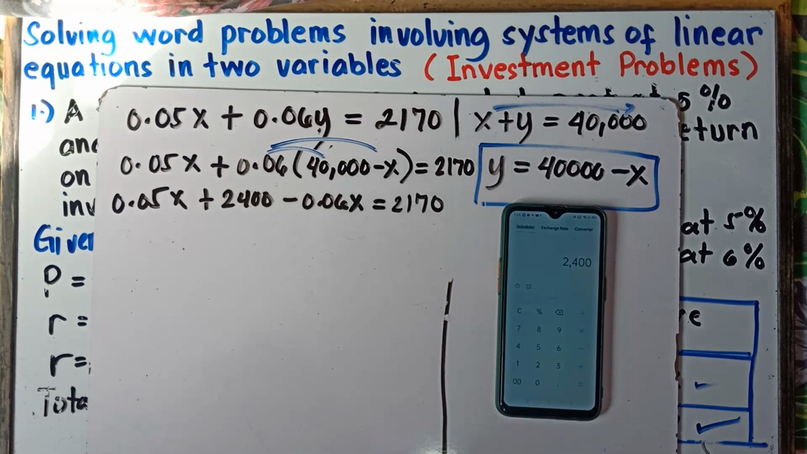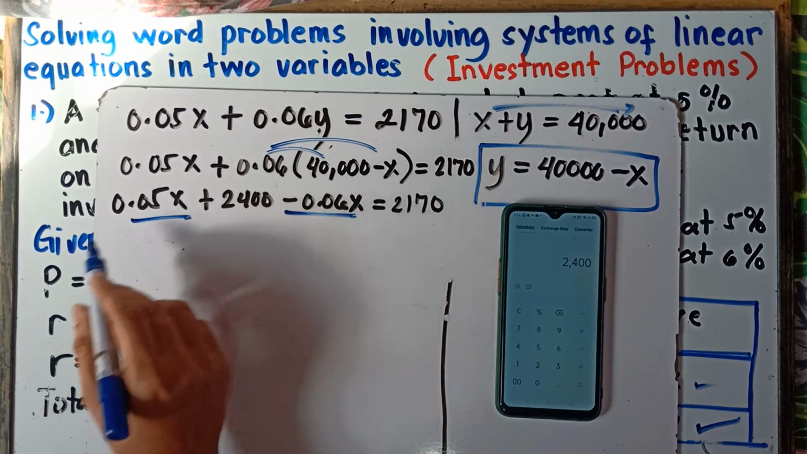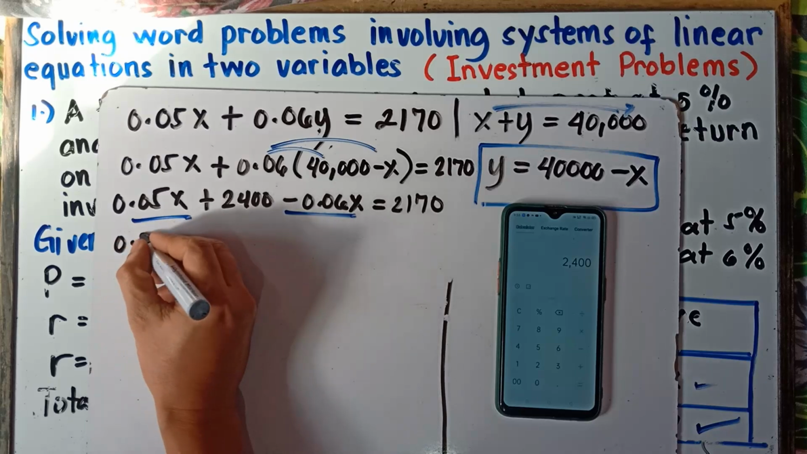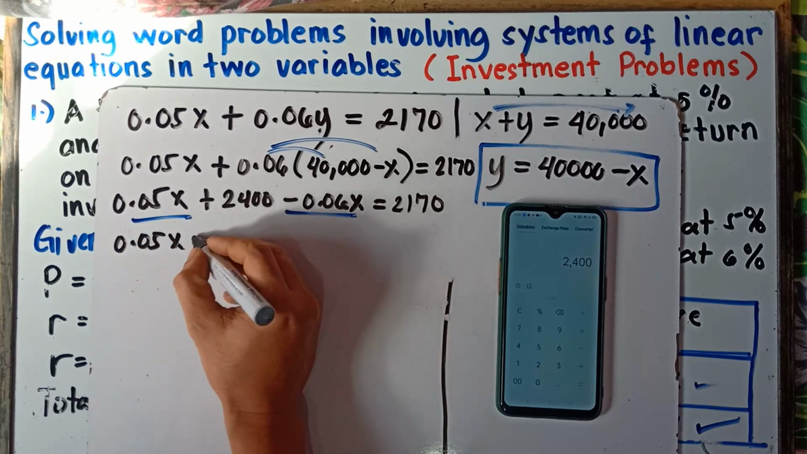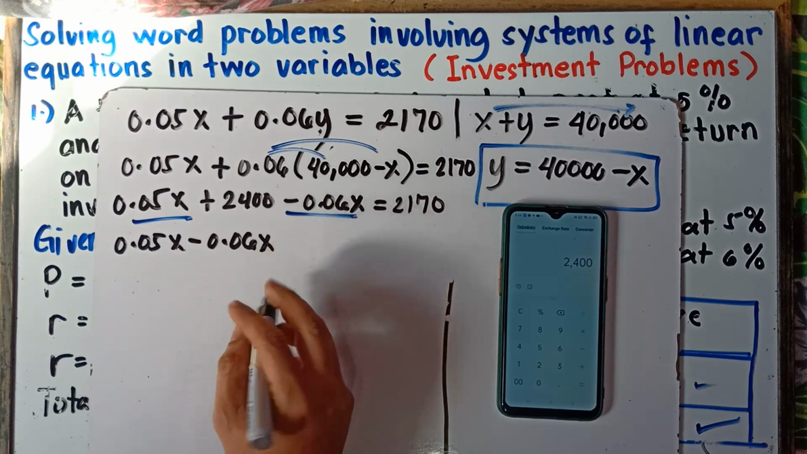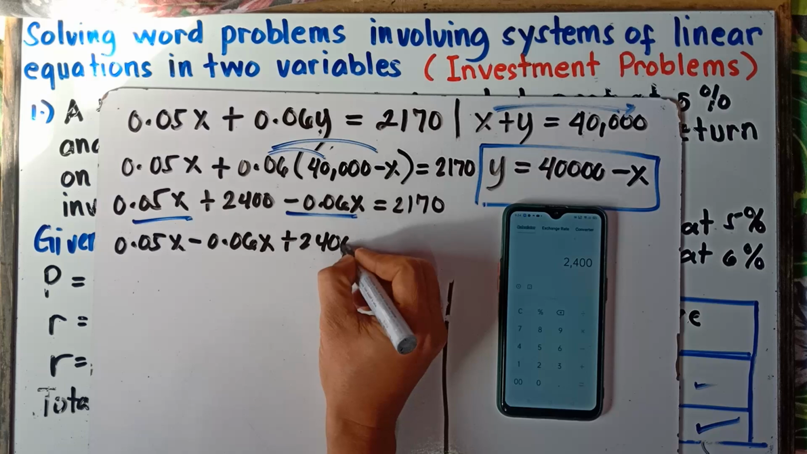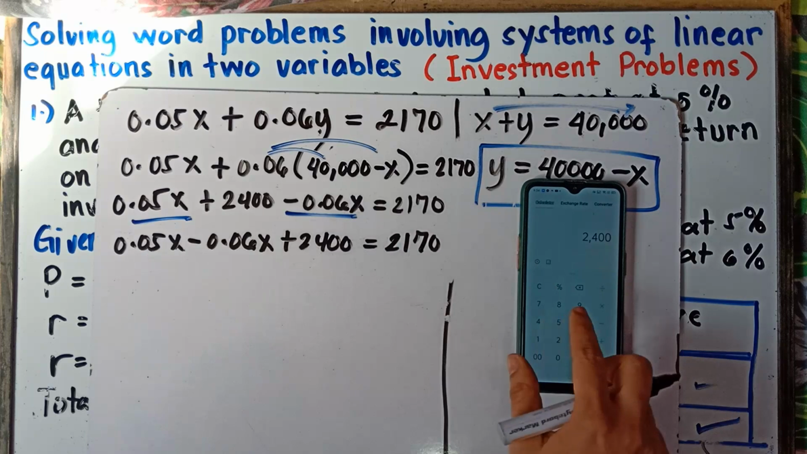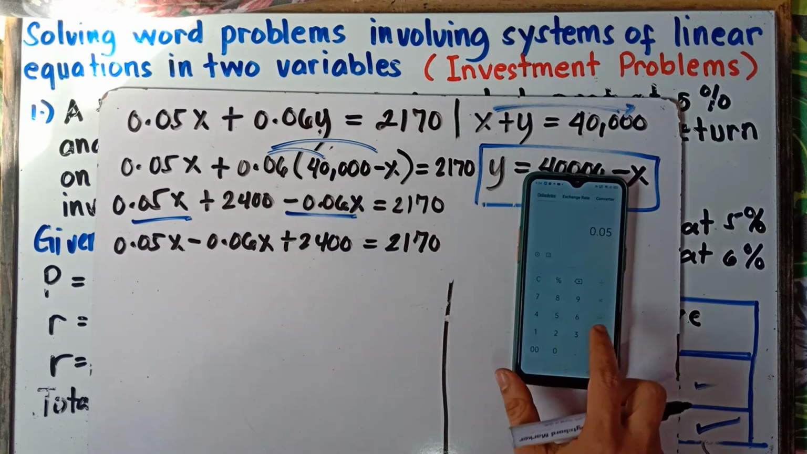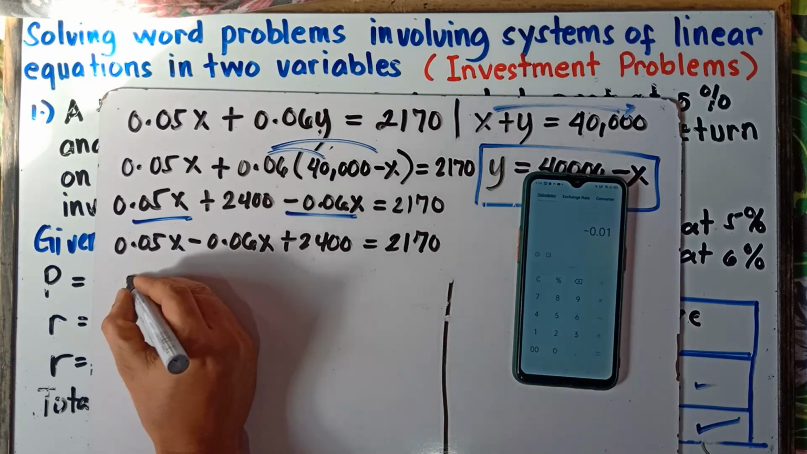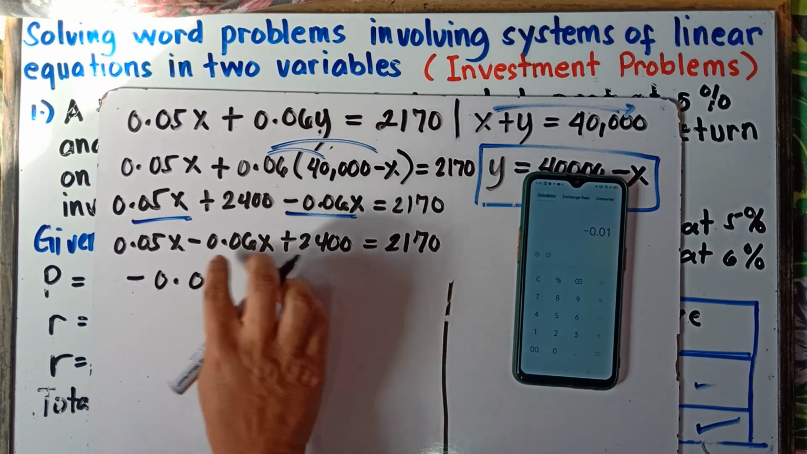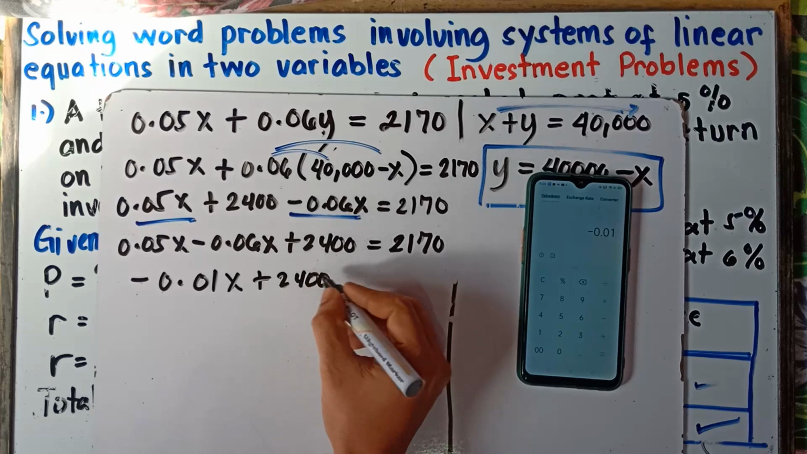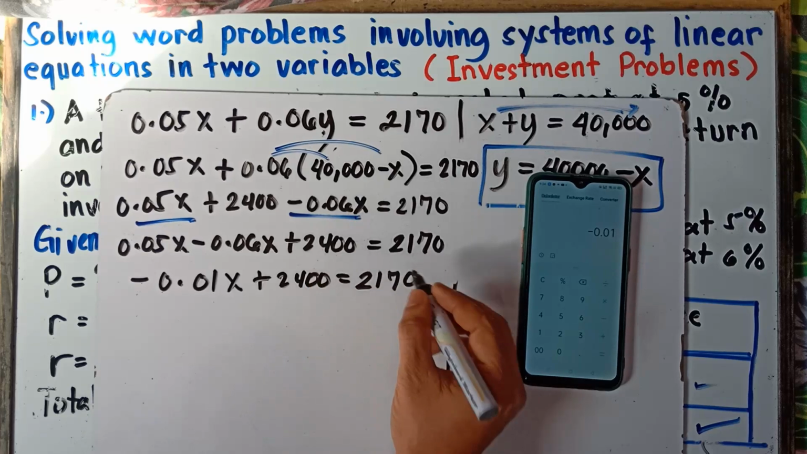And then we can combine this one. Combine like terms, so we need to arrange, class, for us not to be confused. So simply arrange 0.05x minus 0.06x, copy 2,400 equals 2,170. And then subtract this one. So 0.05 minus 0.06, that would be negative 0.01. Do not forget x. x, copy 2,400 equals 2,170.